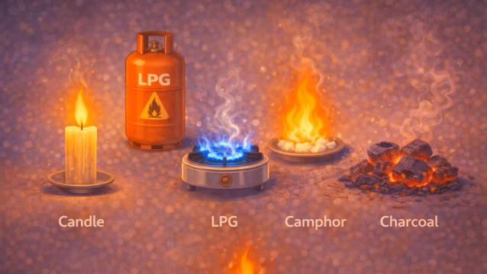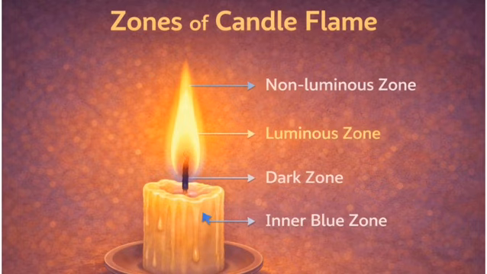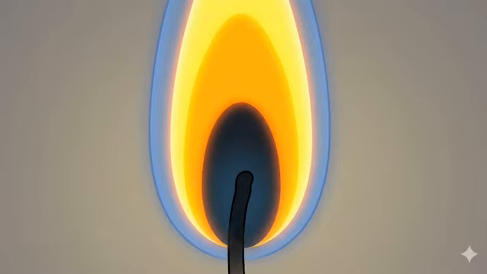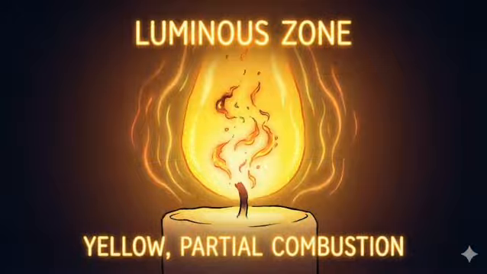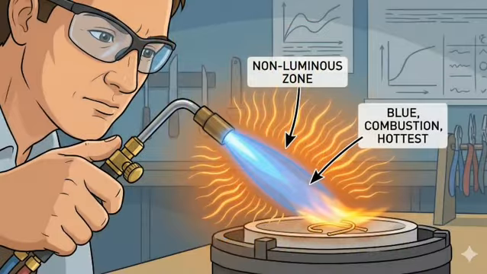Zones of a candle flame. A candle flame has 3 zones. 1. Dark zone, innermost zone, black in color. It contains unburnt wax vapors. Coldest part, no combustion. 2. Luminous zone, middle zone. It is yellow in color. Partial combustion produces smoke and soot, moderately hot. 3. Non-luminous zone, outer zone. It is blue in color. Complete combustion, hottest part of the flame. Goldsmiths use this zone to melt metals.